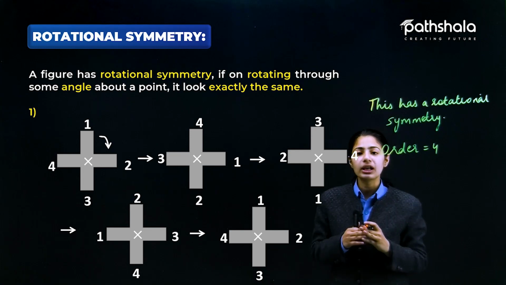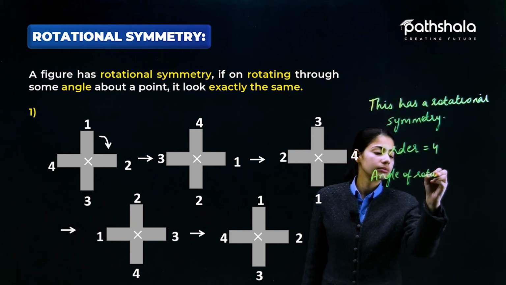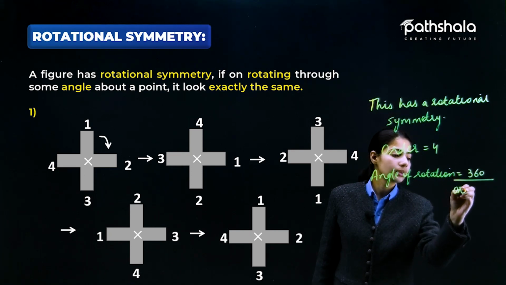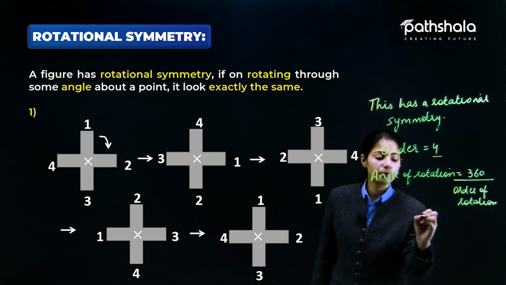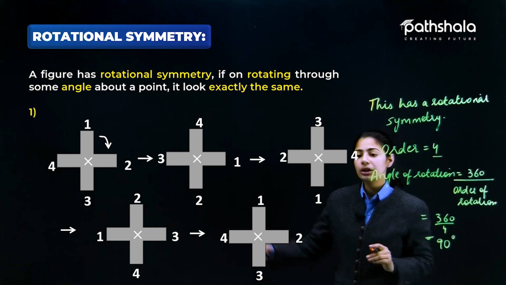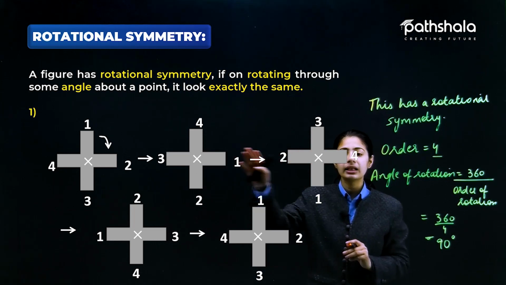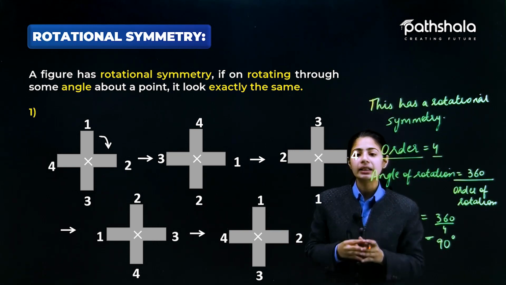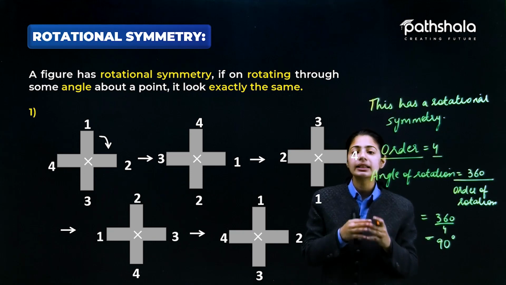And what is the angle of rotation? So for this, the angle of rotation is equal to 360 divided by the order of rotation. So the order is 4, 360 divided by 4. So the angle of rotation comes out to be 90 degrees. That means in the first case we rotated through an angle of 90 degrees. Again 90 degrees, 90 degrees and 90 degrees. So for this, the order is 4 and the angle of rotation is 90 degrees. So a figure has rotational symmetry if on rotating through some angle, it looks exactly the same.